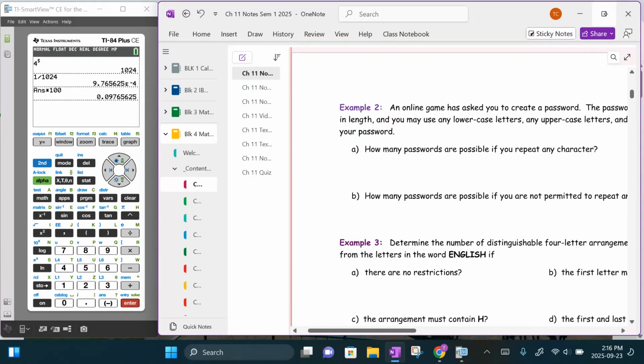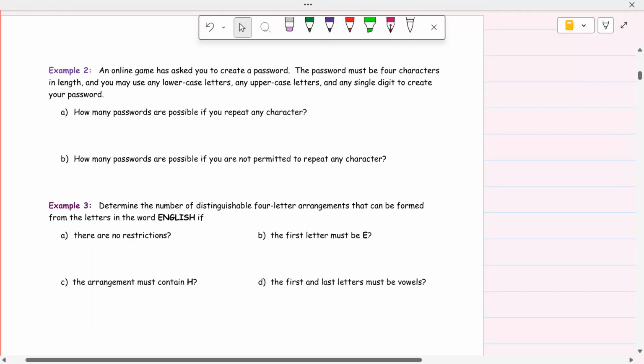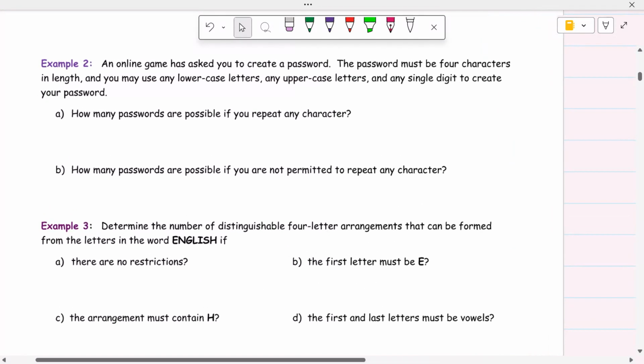All right, so let's do a few more. So obviously, do you think we're going to get more complicated than that? Yeah, it's 30-1. I'm going to add restrictions to the questions, okay? So here, an online game has asked you to create a password. Does that happen in your lives all the time? You're creating passwords for different things? Yeah. Right? So the password must be 4 characters in length. You may use any lowercase letters and any uppercase letters and any single digit to create your password. So how many passwords are possible if you repeat any character?